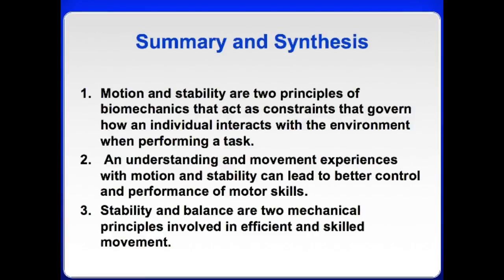Here's a summary and synthesis of this chapter. Number 1, motion and stability are two principles of biomechanics that act as constraints that govern how an individual interacts with the environment when performing a task. Number 2, an understanding of movement experiences with motion and stability can lead to better control and performance of motor skills. And number 3, stability and balance are two mechanical principles involved in efficient and skilled movement.